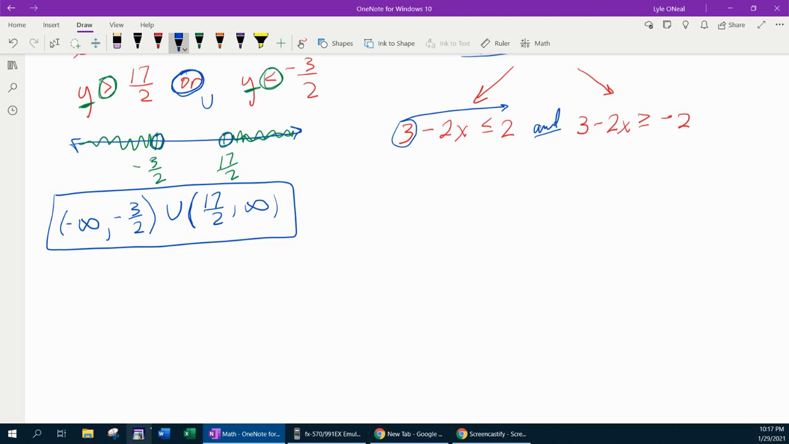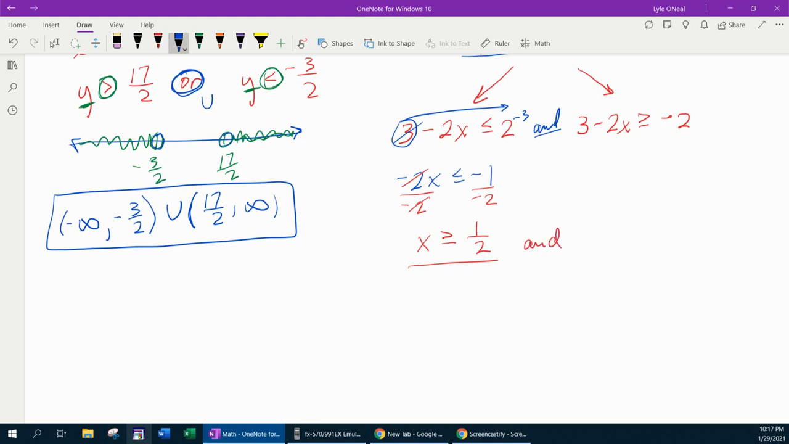Moving the 3 over is going to give me negative 2x less than or equal to negative 1, because 2 minus 3 is negative 1. And then if I divide by negative 2 to get the x by itself, oh, look out! I divided by a negative. I got to flip the inequality. And a negative over a negative makes a positive. So that'll say x is greater than or equal to positive 1/2.